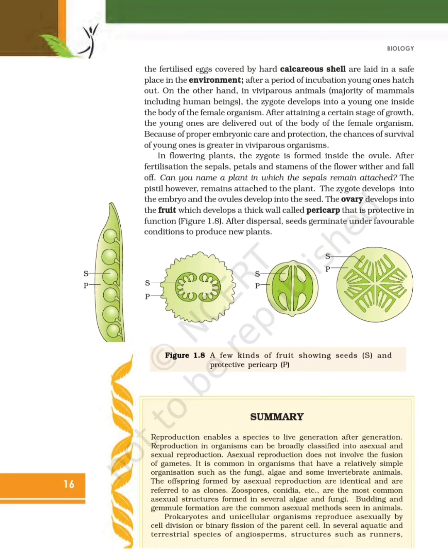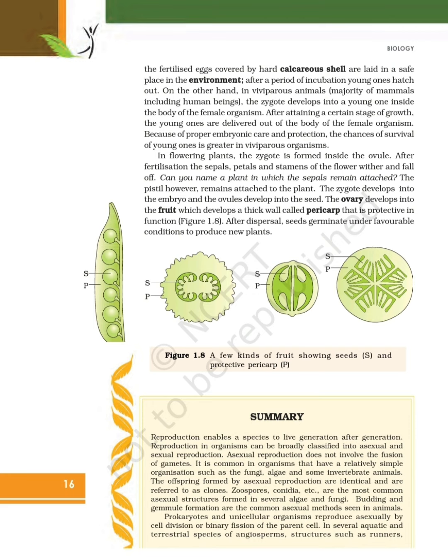Summary. Reproduction enables a species to live generation after generation. Reproduction in organisms can be broadly classified into asexual and sexual reproduction. Asexual reproduction does not involve the fusion of gametes. It is common in organisms that have a relatively simple organization such as fungi, algae and some invertebrate animals. The offspring formed by asexual reproduction are identical and can be referred to as clones.